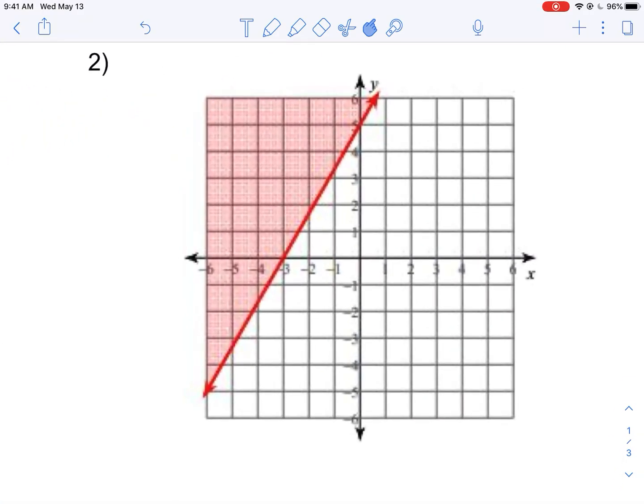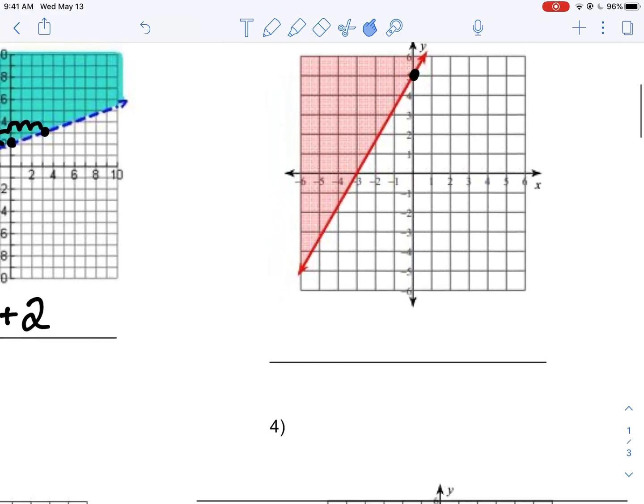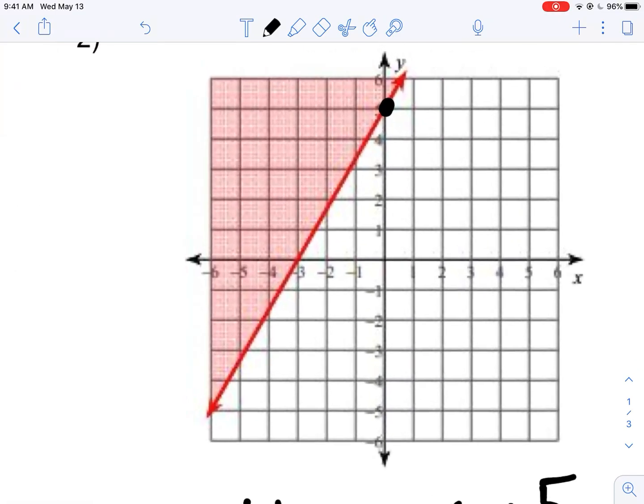Let's take a look at this next one. All right, so again, I'm going to find my y-intercept here. I'm going to go with 5. 5 is my y-intercept, so it's going to be y something x plus 5. Let's look for that slope.